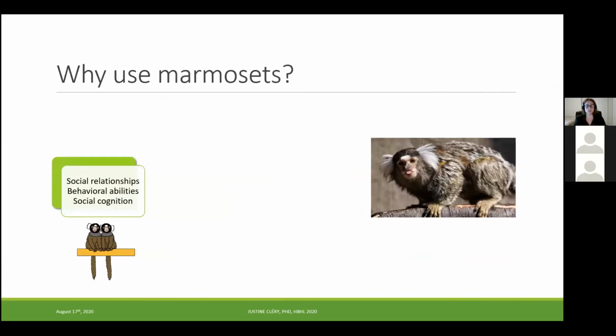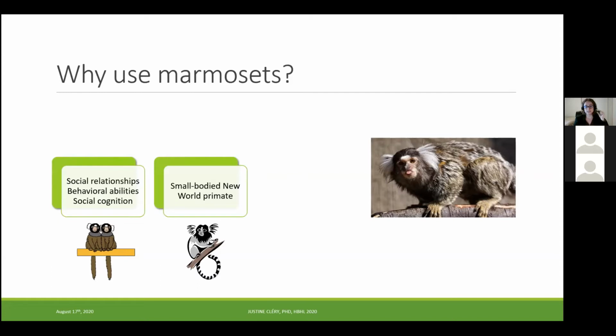Why use marmoset? The common marmoset is becoming an important model in neuroscience and for translational work. Indeed, marmoset and humans share similarities such as social relationship, behavioral abilities, and social cognition. Particularly, this primate has a small size, allowing an easier handling compared to macaques, and the possibility to image the brain at the whole brain level with a high resolution.